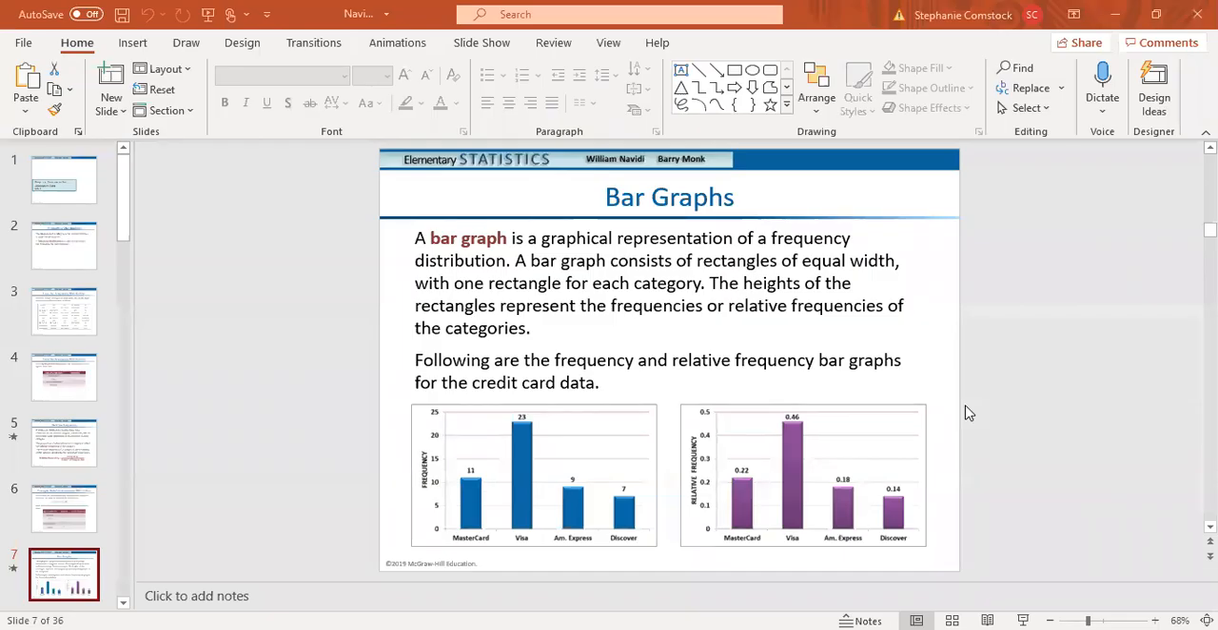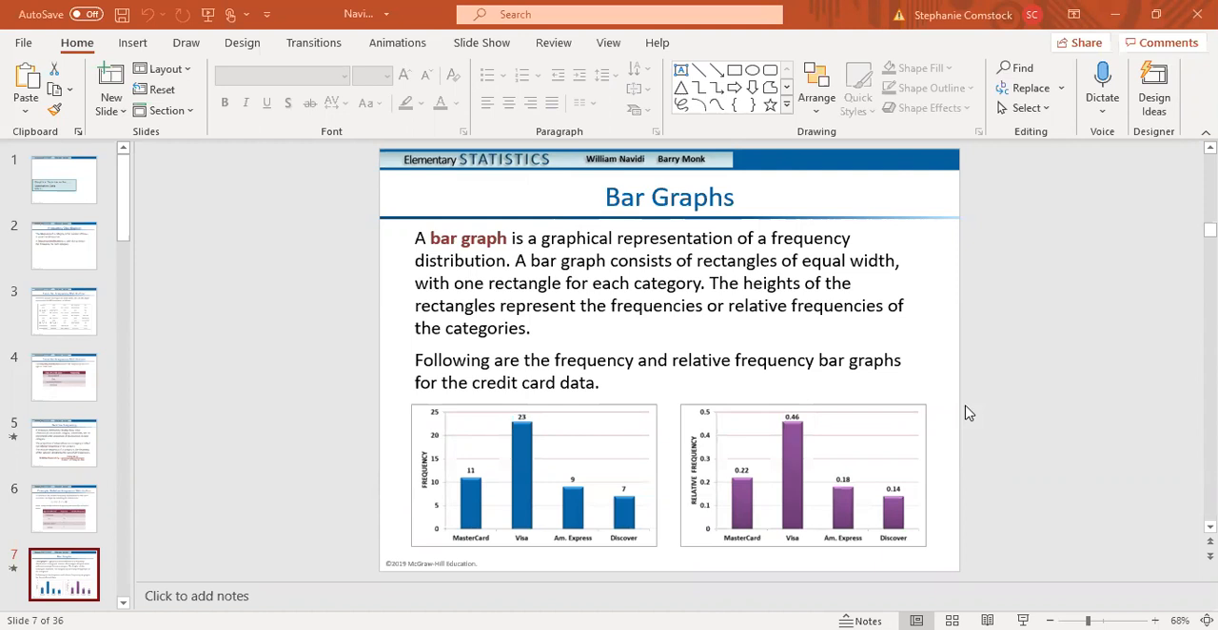Going to look at a couple of visual display methods that we can now use. The first type is a bar graph. Now, bar graphs that we use aren't any different than the bar graphs that you probably learned about in elementary school. Basically, you have your frequency going up the side. The only change here is you could use relative frequency as well, going up the side.